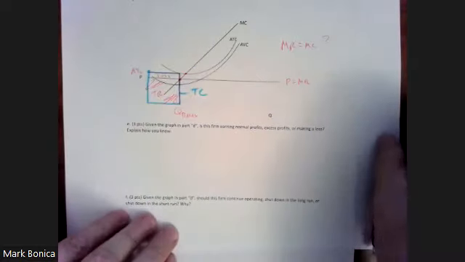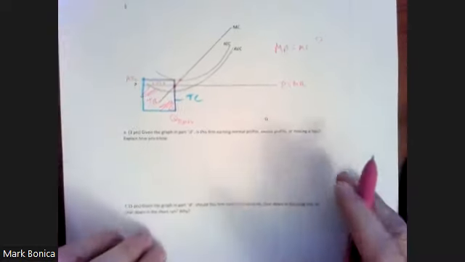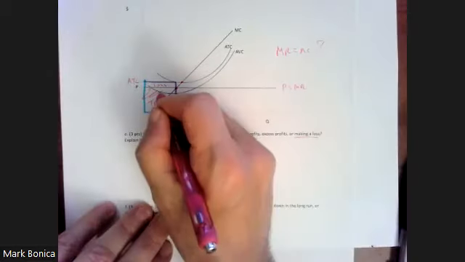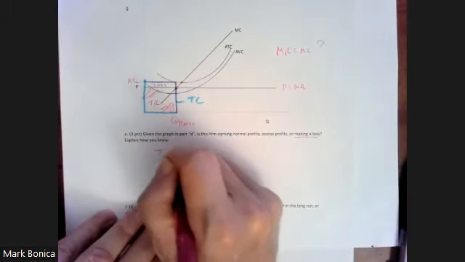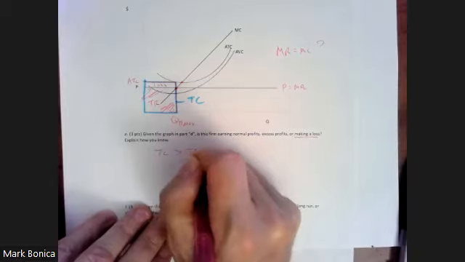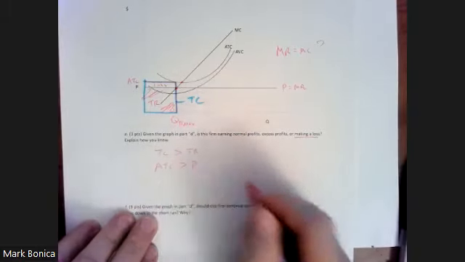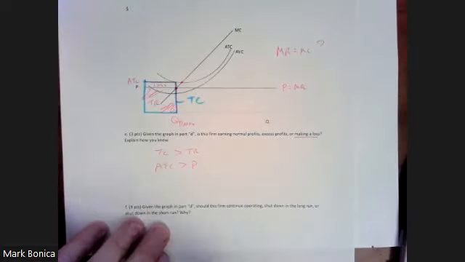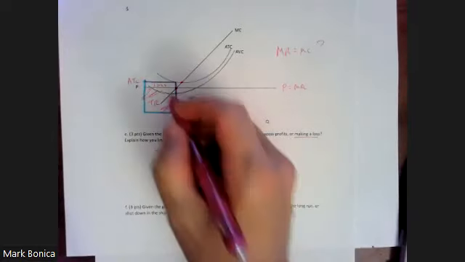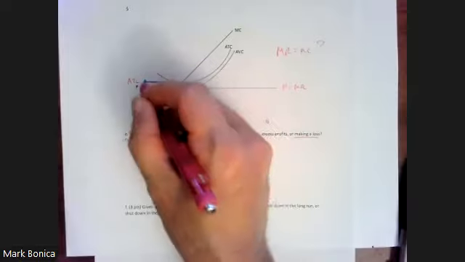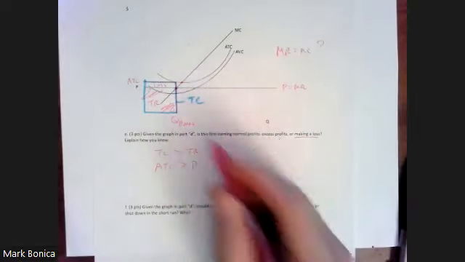And so in this case, it is making a loss because total cost is greater than total revenue. You could also say ATC is greater than P, right? So that's how we know. The overall total cost box is bigger than the total revenue box, so they're losing money.